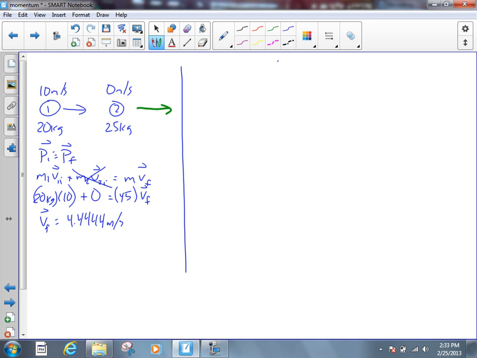Let's take a look at another one. This time we have object number 1 that's at rest. It has a mass still of 20 kilograms, just like it did in the last question. Object number 2 is this time traveling to the south. It has a mass still of 25 kilograms. This time it has a velocity of 15 meters per second to the south.